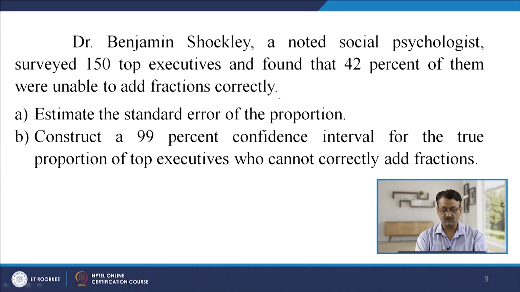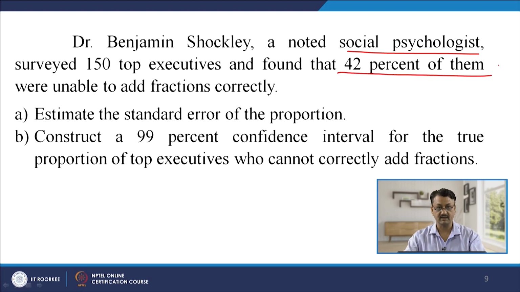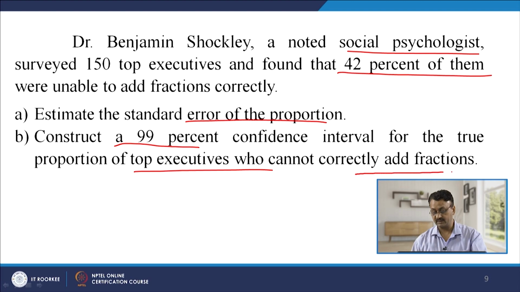Let us look at another example. Benjamin Shockley, a noted social psychologist, surveyed 150 top executives and found that 42% of them were unable to add fractions correctly. Now, the question is, estimate the standard error of the proportion. So, what would the standard error be? It is sigma divided by under root of n, is it not? Construct a 99% confidence interval for the true proportion of top executives who cannot correctly add fractions. Let us work out this example.